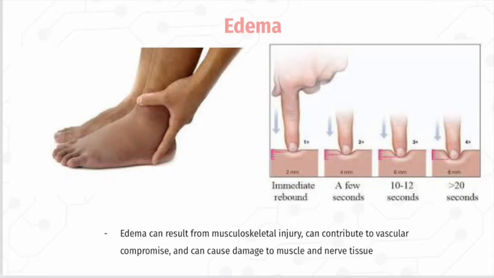Lastly, we have edema. It can result from musculoskeletal injury, can contribute to vascular compromise, and can cause damage to muscle and nerve tissue. Pre-existing disease processes like heart failure, cirrhosis, or kidney disease can place a patient at increased risk for edema-related complications. Elevating the limb no higher than heart level can help decrease edema.